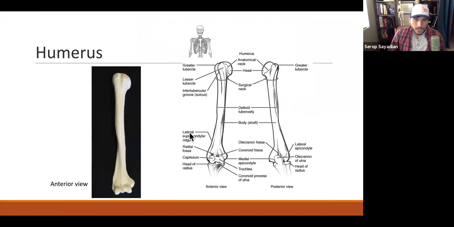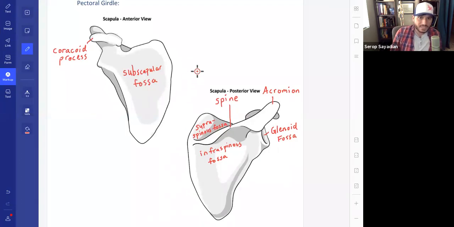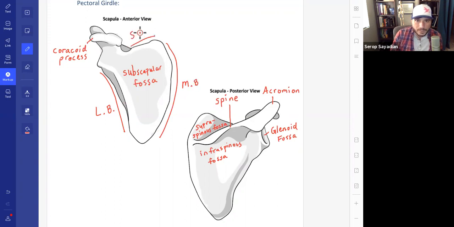Oh, and then also, you do need to know, this is pretty easy, but you do need to know the borders, okay? So the scapula is kind of like a triangle shape, so it's going to have 3 borders. It's going to have this border here, which is the lateral border. It's going to have this border here, which is the medial border, and this border here, which is the superior border.